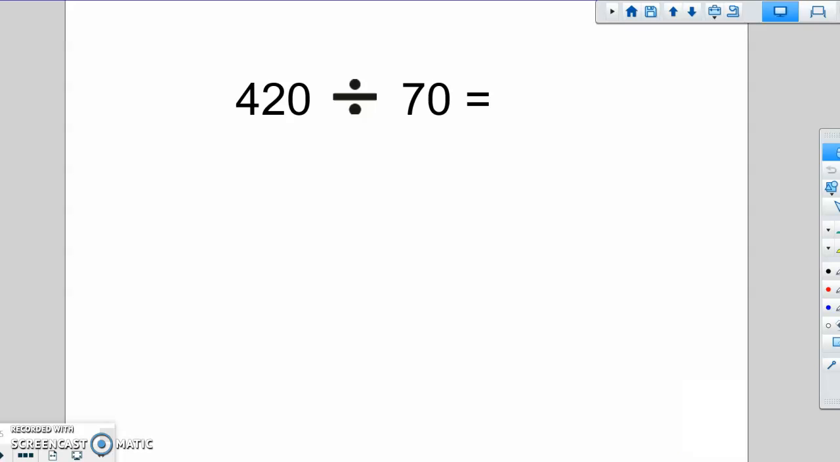All right, so I want you to try this problem in your notes. 420 divided by 70, just like we did before, I want you to break up your divisor. So pause the video now, try that out, and then check back in to see how you did.